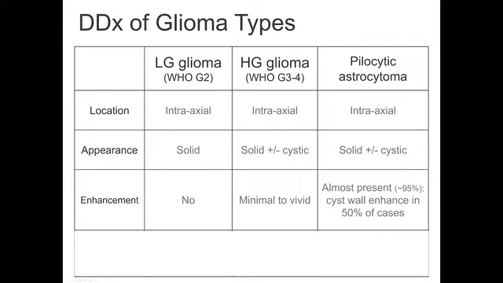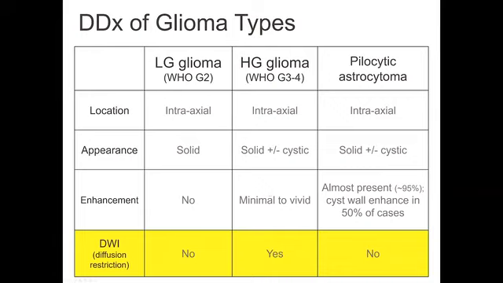Enhancement, the low-grade tumor usually has no enhancement, and the high-grade tumor can have a minimal enhancement to strong enhancement. The pilocytic astrocytoma almost always has an enhancement. 95% of tumors can have an enhancement. The cyst can also be enhanced in 50% of cases, not always enhanced, but sometimes they can be enhanced. So based on the appearance and the enhancement, we can differentiate between low-grade tumor and the other two.